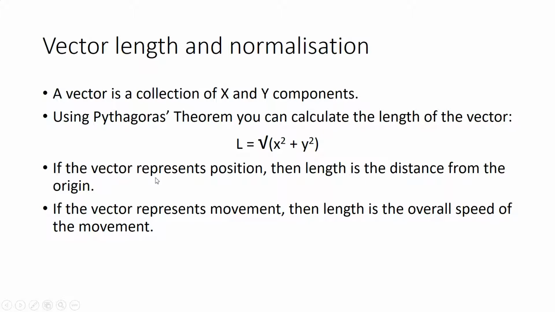So if this vector is used to represent a position, then the length of the vector tells you how far away it is from the 0 point, the origin. But if the vector represents movement, then the length is, well, essentially it represents the speed of the movement, but we don't know what direction it's going.